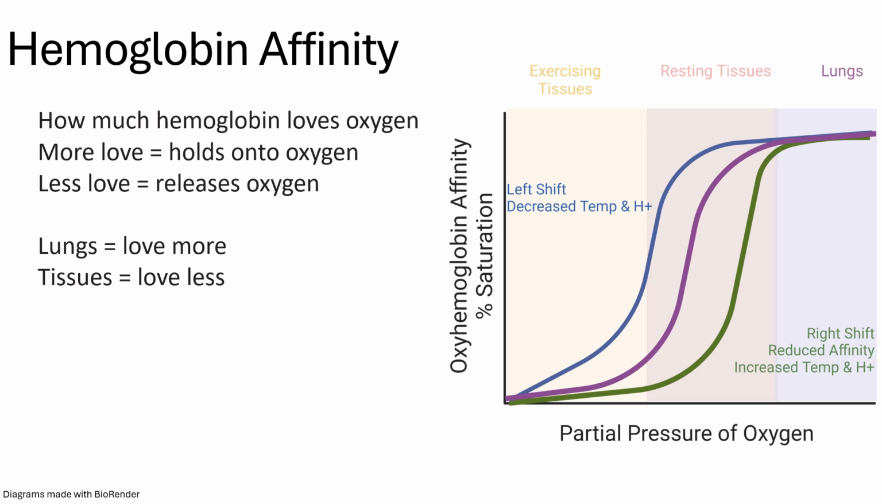In the lungs, during external or alveolar respiration, you want high affinity. You want hemoglobin to love oxygen, so it picks up a bunch of it from the air. In your tissues, you want hemoglobin to hate oxygen, so it drops off that oxygen for your cells.